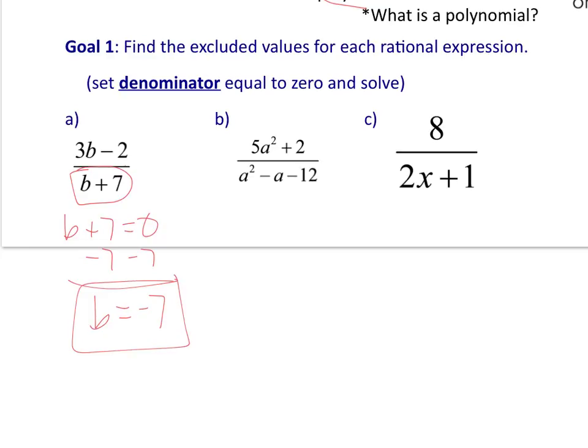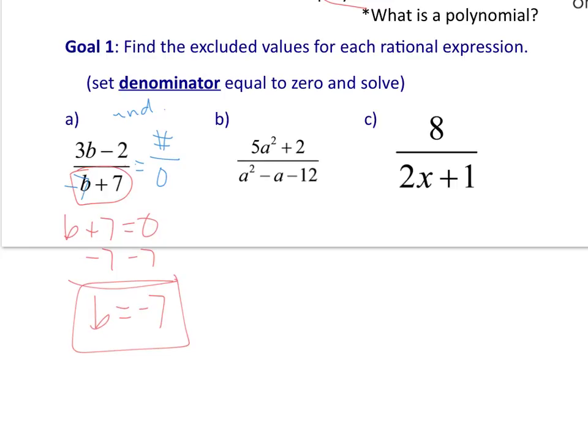Now what does this mean for being an excluded value? Well, if I were to plug that back in, so negative 7 plus 7, that gives us 0 in the denominator. I could plug in negative 7 in for the numerator, but it doesn't matter what I get in the numerator. As long as I have something over 0, that's undefined, right? Undefined, and that will then be an excluded value, which is also known as our vertical asymptote.